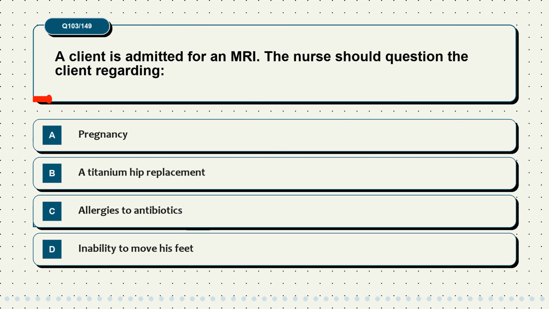Question 103. A client is admitted for an MRI. The nurse should question the client regarding. Here are the options. Option A. Pregnancy. Option B. A titanium hip replacement. Option C. Allergies to antibiotics. Option D. Inability to move his feet.